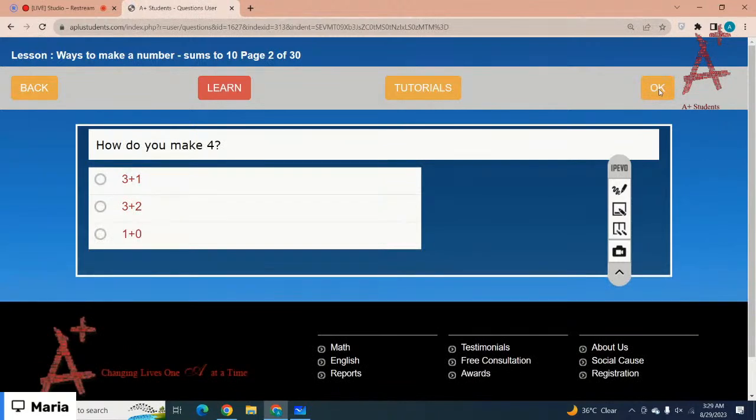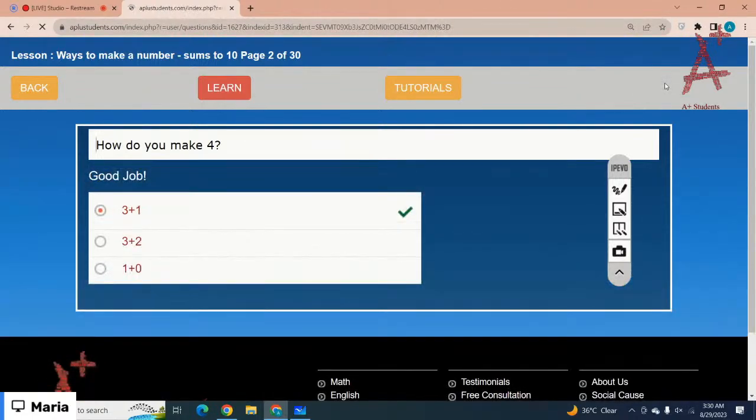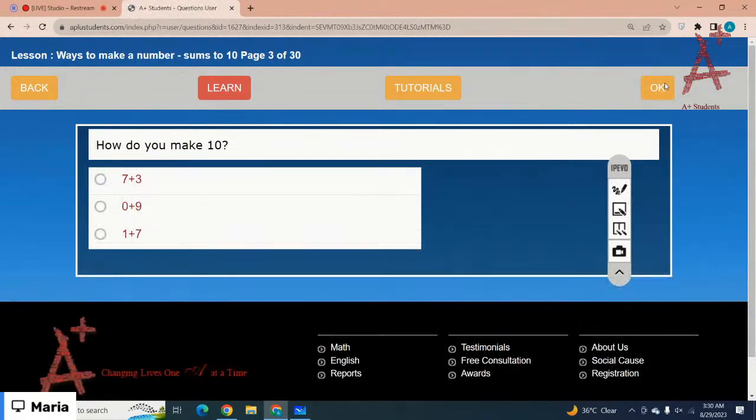How do you make 4? Which is the correct option? If you already know the answers, you can please write down the answers in the chat box. So how do you make 4? Which is the correct option? Option number 1 is the correct option. 3 plus 1 makes 4, right? How do you make 10?